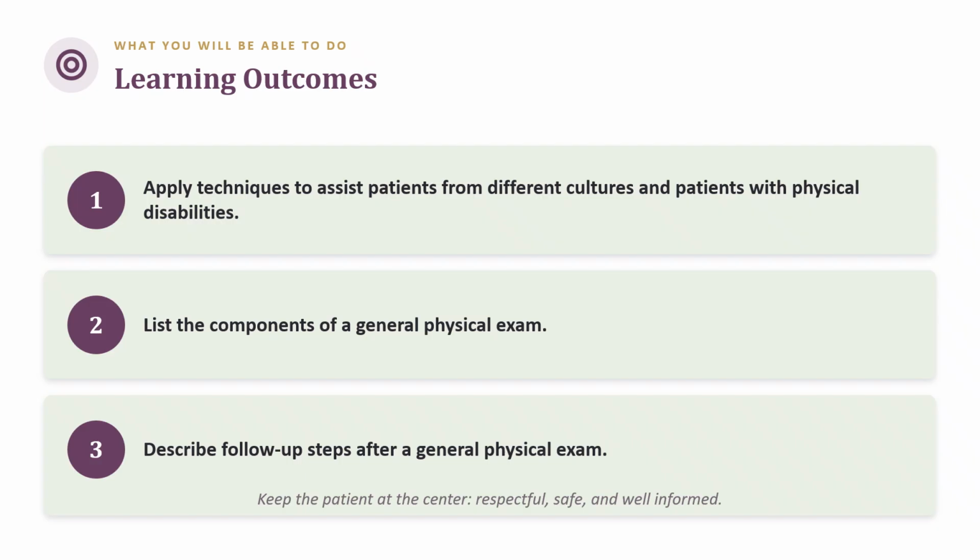Here are the lecture's three outcomes. The first is a skill set. Apply techniques to assist patients from different cultures and patients with physical disabilities. You will learn to communicate respectfully across cultures, use interpreters, and help patients with disabilities safely. The second is knowledge. List the components of a general physical exam, which are the head to toe areas and systems the provider checks. The third is a process.